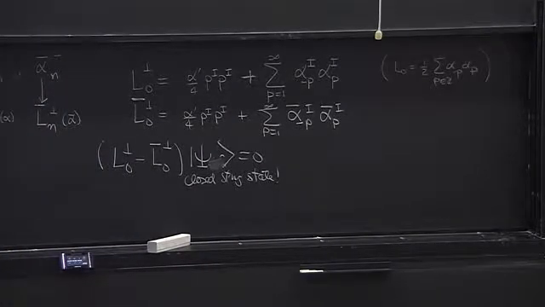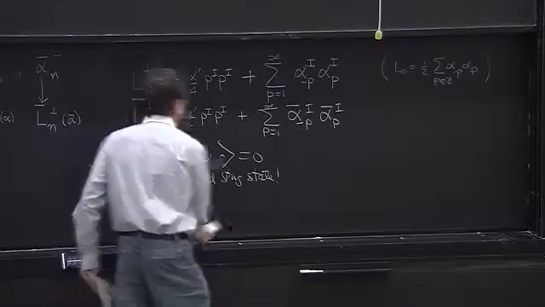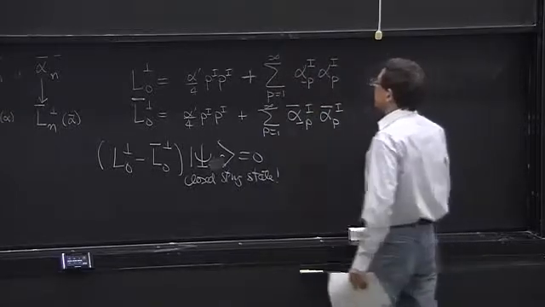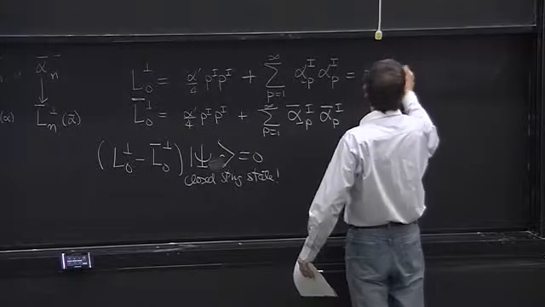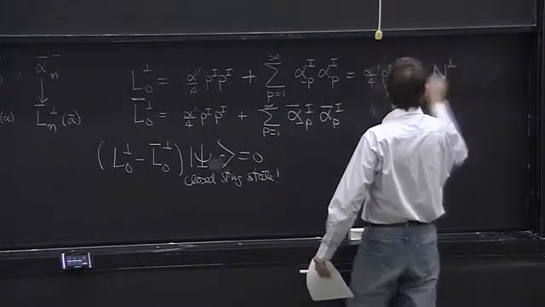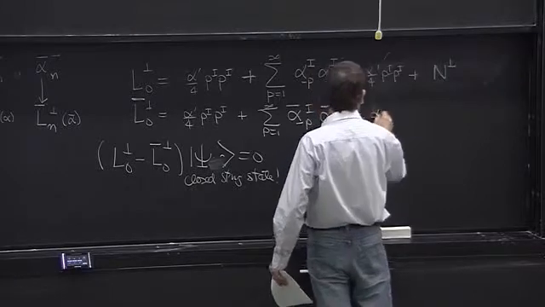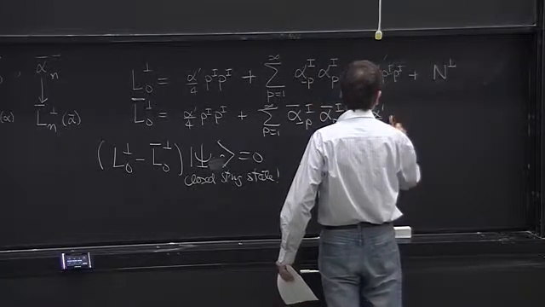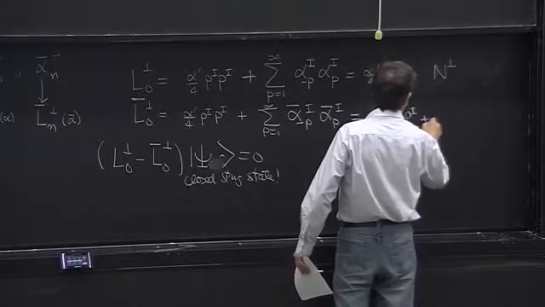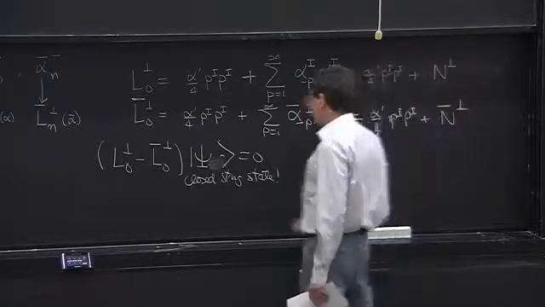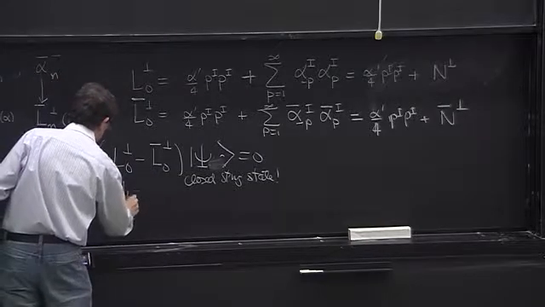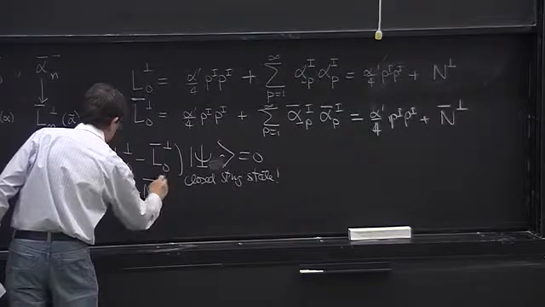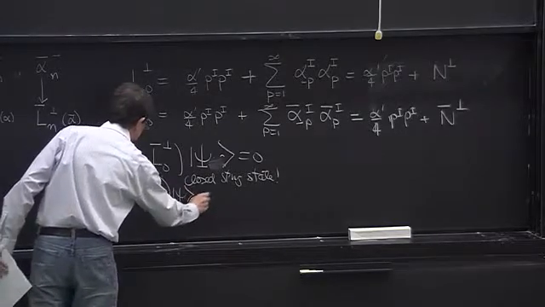So L0 here, written this way, is equal to alpha prime over 4 p_i p_i plus the number operator N perp, and here alpha prime over 4 p_i p_i times the barred number operator. So this is equivalent to saying that N perp minus N perp bar also kills the states.